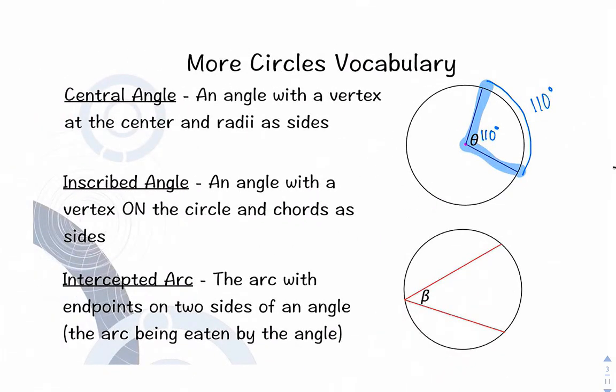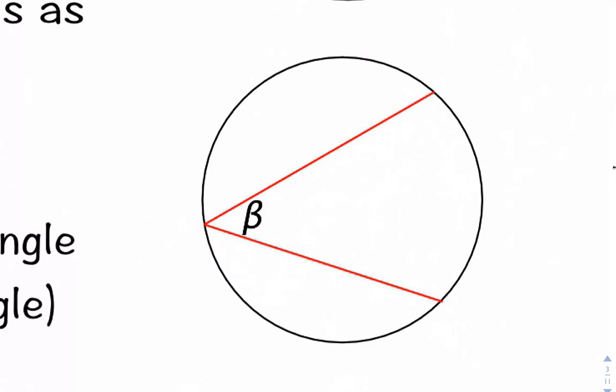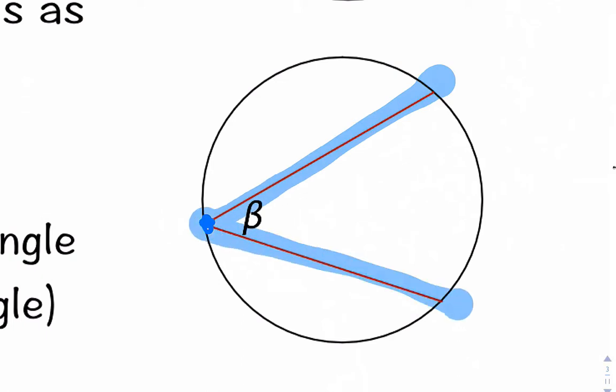Now what we're adding to this is our inscribed angles. An inscribed angle is an angle with a vertex on the circle and chords as sides. Now, chords, it's a vocab word we'll talk about in the next video, but it's just a segment that connects 2 points on your circle. So now, key difference here is our vertex. It is on the circle. It's no longer at the center. Then we have our chords here, our two sides of our angle, and that is our inscribed angle.